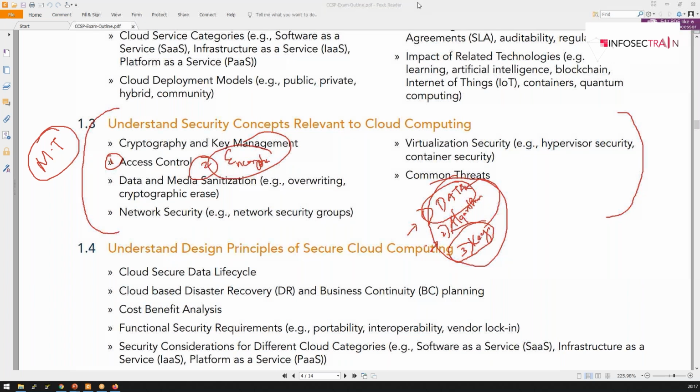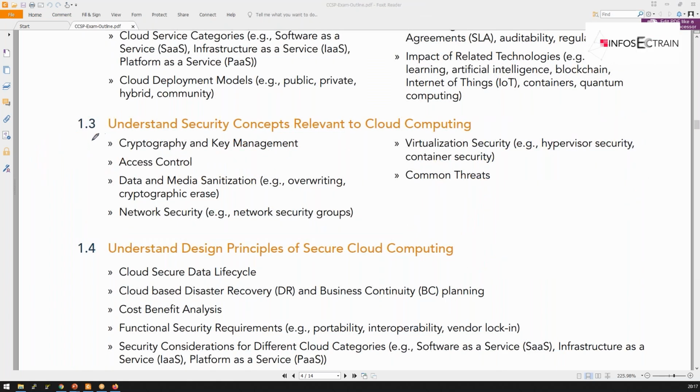We have various methods for storing key files in the cloud platform. But as a CCSP, you have to understand the best practice. What is the best practice? The best practice is to ensure that the key file is not stored with the cloud service provider who is storing your data. The key file must be stored separately from the cloud service provider who is storing the data. Why?